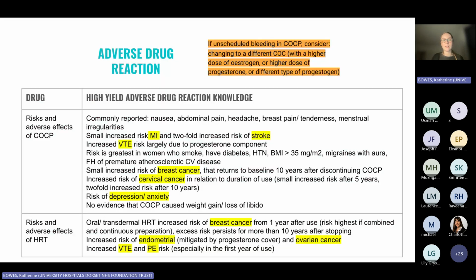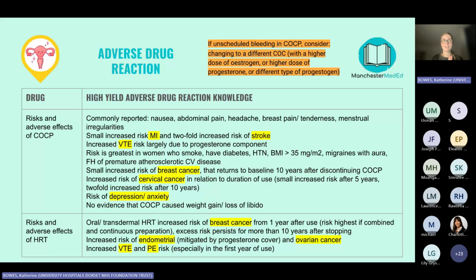Okay. Fine. Adverse drug reactions. So we've got the combined pill and HRT here. There's a lot of crossover between the adverse drug reactions. And I would say the ones that confused me a little bit when I was revising were the increased risk of cancers. So the breast cancer risk returns to baseline within 10 years of discontinuing the combined pill. But with HRT, this risk of breast cancer persists longer. It doesn't go down quite as quickly.